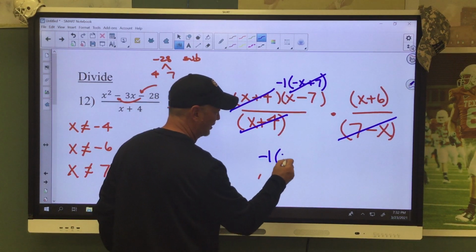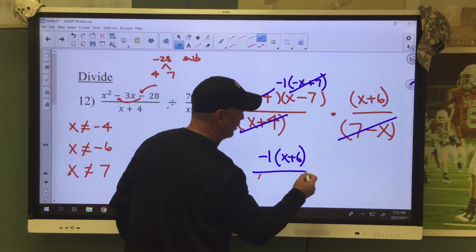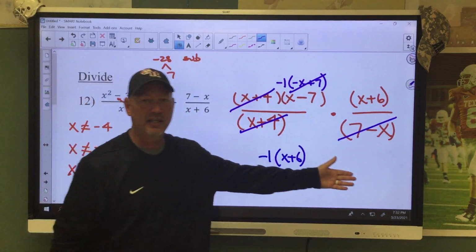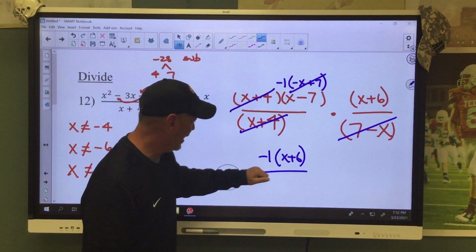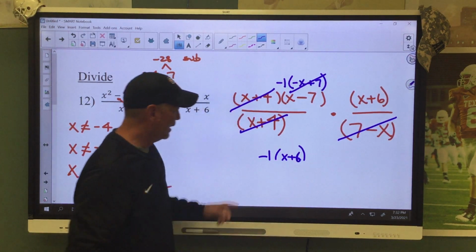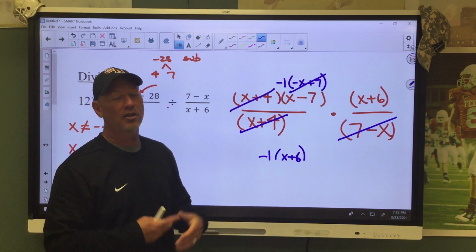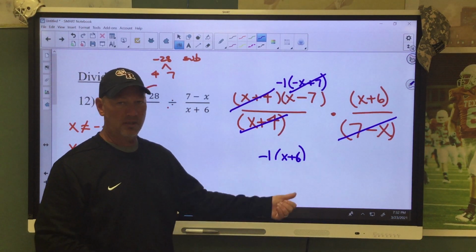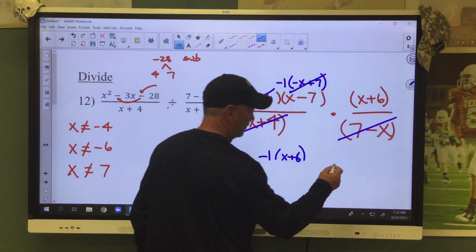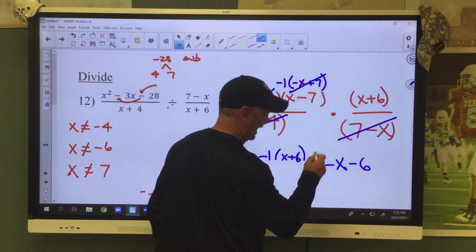times x plus 6 over... I don't have anything in the denominator. So what I have just left is negative 1 times x plus 6. And I'm going to go ahead and guess your teacher's going to expect you to distribute the negative 1 and tell them that you're going to end up with a negative x minus 6 as your answer.